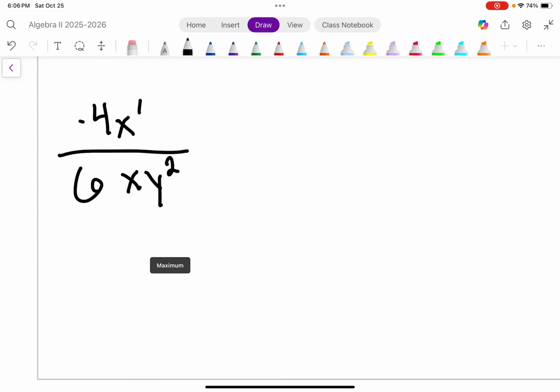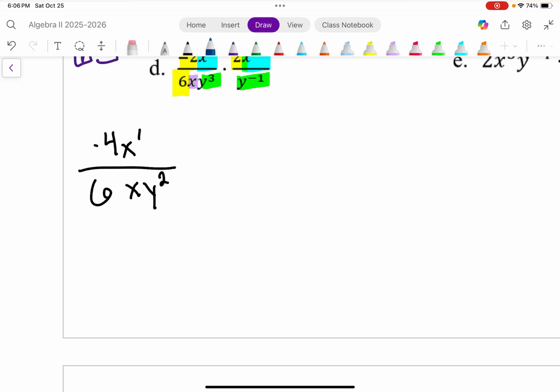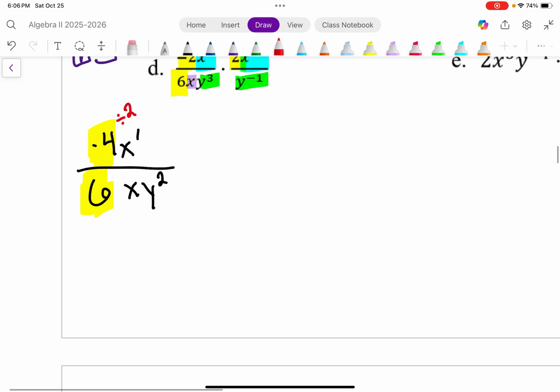Okay, now that we have one fraction, we can worry about simplifying. So first we're going to look at the coefficients, and with these, you're treating it just like a normal fraction. Can you divide both the top and the bottom by the same thing? And both of these can be divided by 2. That would simplify to then a -2 over 3.